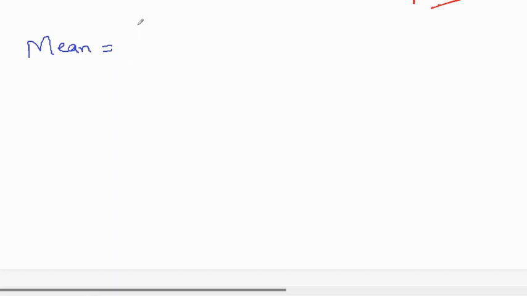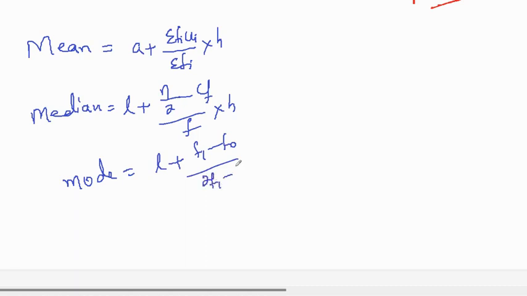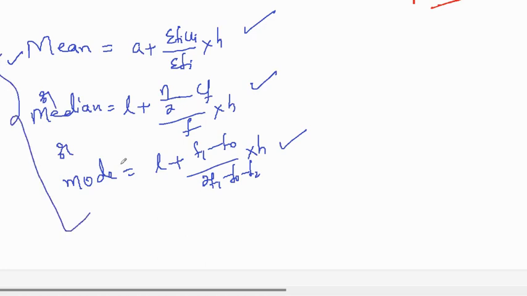The mean formula, in the step deviation method we will go, students, is A plus sigma fi ui by sigma fi into h. Median is L plus n by 2 minus Cf by F into H. Mode is L plus F1 minus F naught by 2F1 minus F naught minus F2 into H. So in grouped data, one question out of mean, median or mode is definite for tomorrow's exam, students.